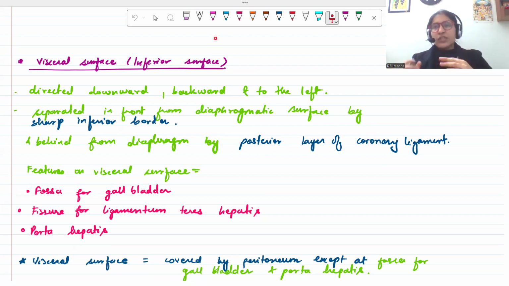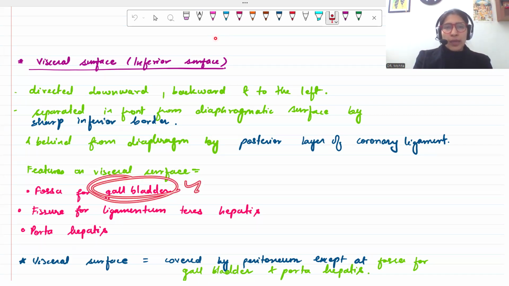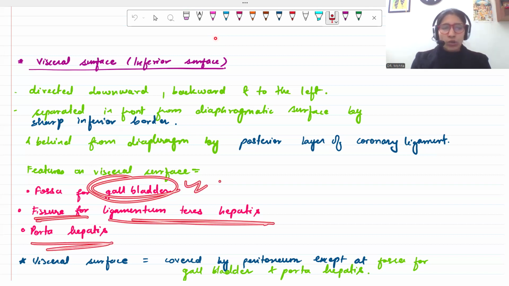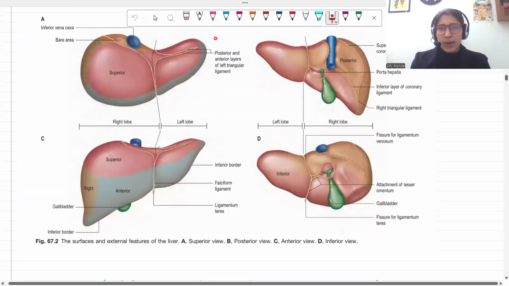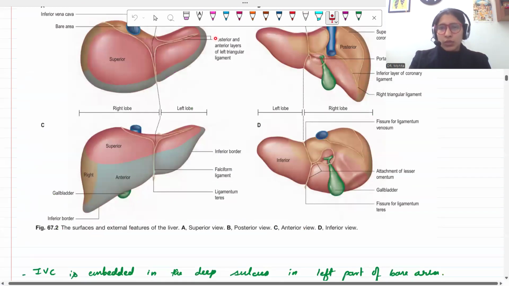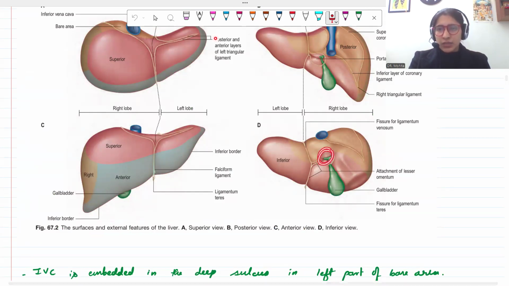Now the visceral surface, the inferior surface, has a fossa for gallbladder, a fissure for ligamentum teres, and it also has porta hepatis. So I'll show you. Look, inferiorly it has this place. This is porta hepatis, यहाँ से enter करता है. This is the fossa for gallbladder, and there is one ligament fissure for the ligamentum teres here.